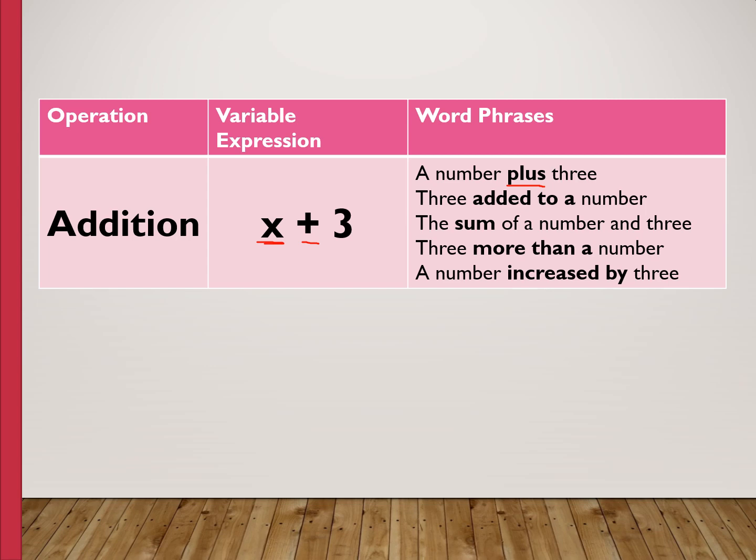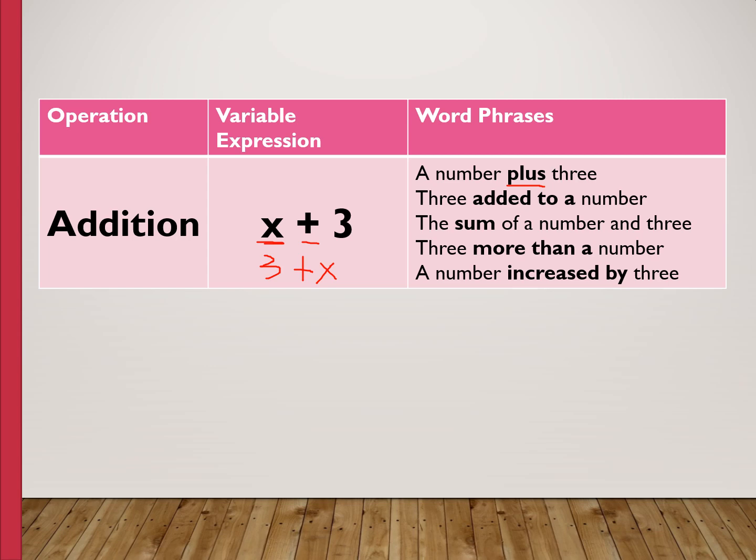Next, we have 3 added to a number. The 3 is added to the number. Since we don't know what this number is, you are going to use variable x. Here, order is not important. So even if 3 comes before x, it's okay. In our word phrase, 3 added to a number, it can be 3 plus x. It's the same, because in addition, order is not that important.